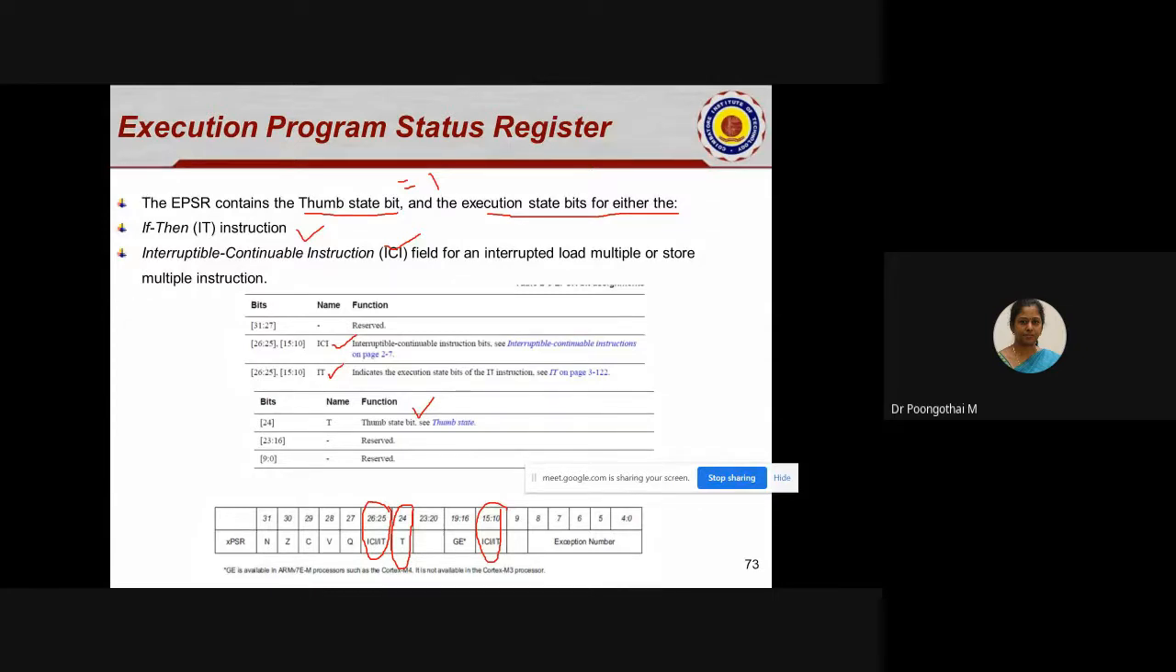Is that clear, students? Bits 10 to 15, 24, 25 to 26. Okay. So first I will explain this ICI, the interrupt continuable instruction.